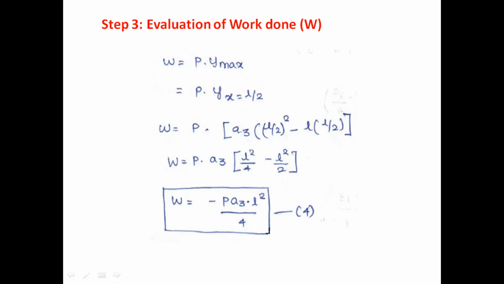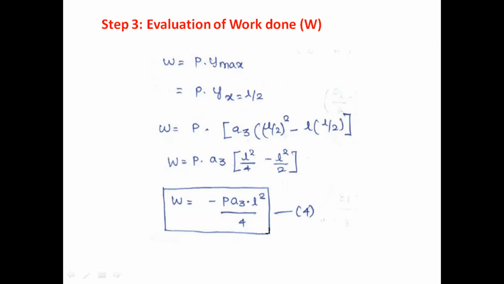By substituting x equal to L by 2, we get P multiplied by a3 times (L by 2) square minus L into L by 2. On simplifying this, we get L square by 4 minus L square by 2. Finally, the W expression is minus P a3 L square by 4. So this is the expression for the work done. Since no UDL is present, we get an expression in terms of only the point load P.